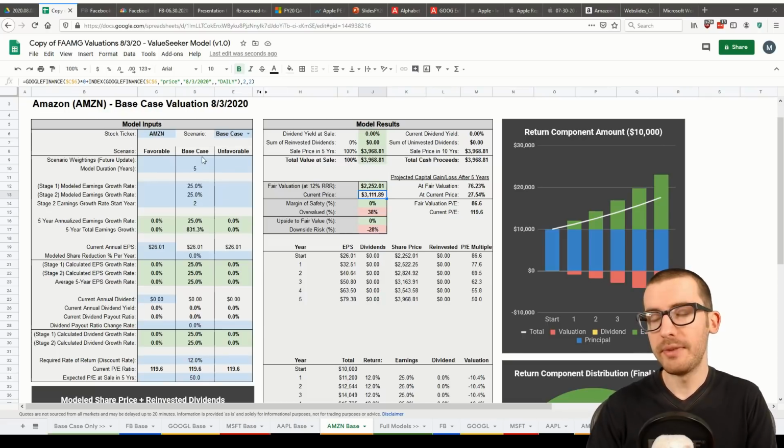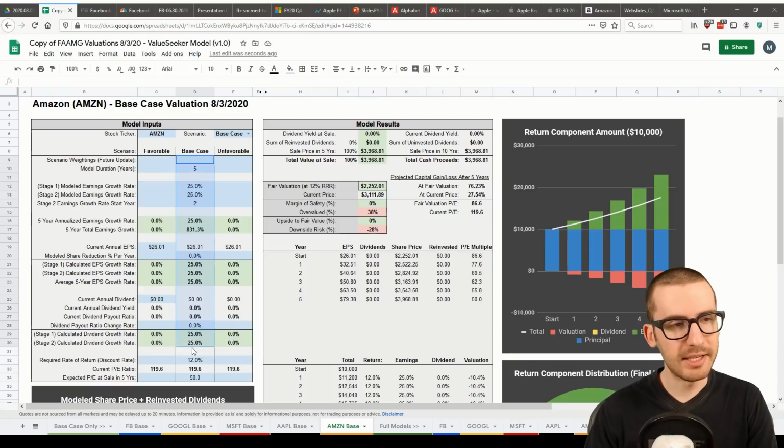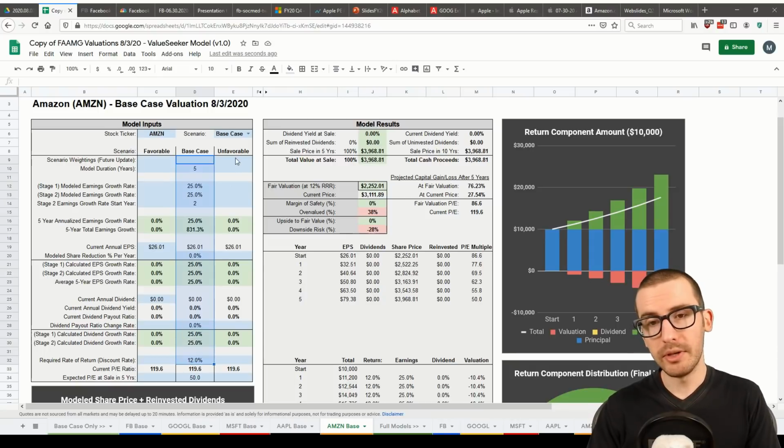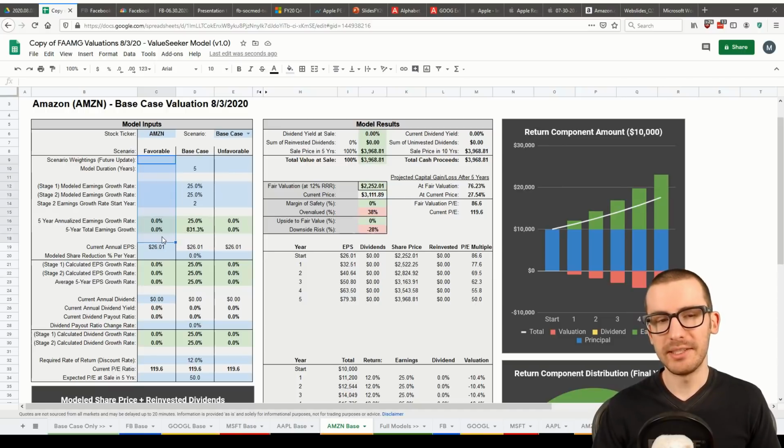Now, across these 5 stocks, we've just looked at the base case valuation, but you can also build an unfavorable and favorable valuation case to get a range of estimates of a fair value to pay for each of these stocks and give you a sense of both the potential upside and downside case scenarios.